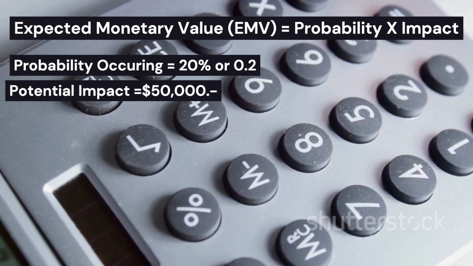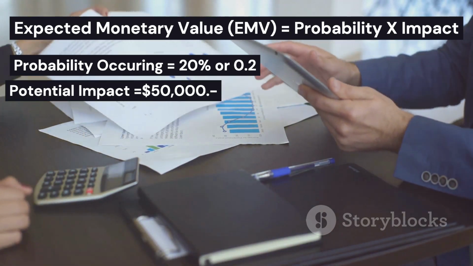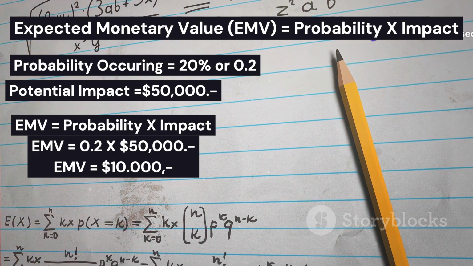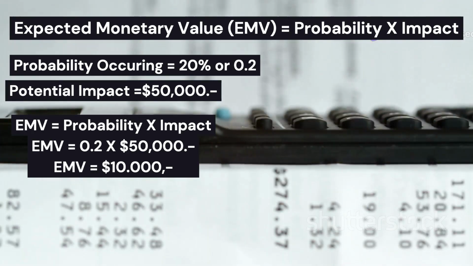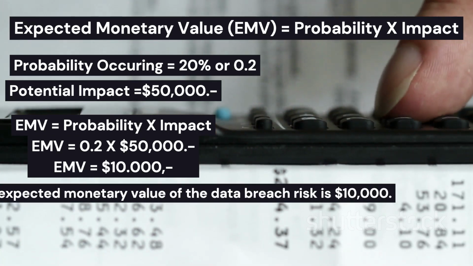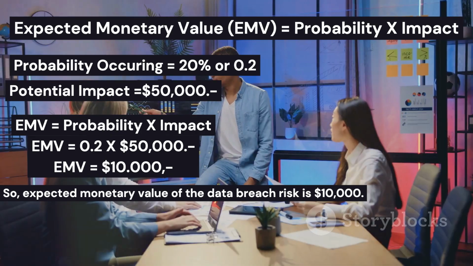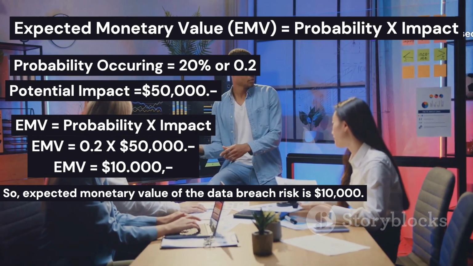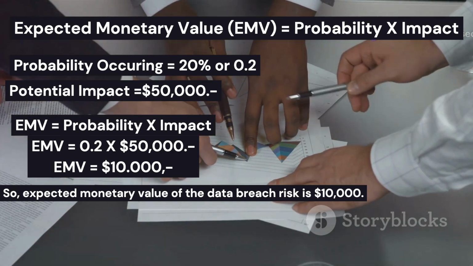To calculate the expected monetary value, or EMV, we multiply the probability by the impact. So EMV equals 0.2 times $50,000. That gives us an EMV of $10,000. So the expected monetary value of the data breach risk is $10,000. This figure helps in understanding the potential financial impact and prioritizing risk mitigation efforts.